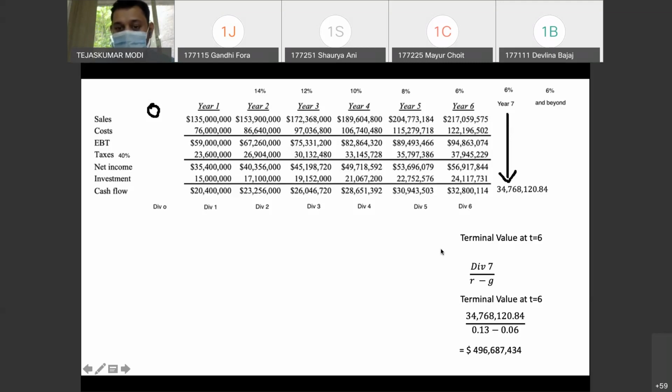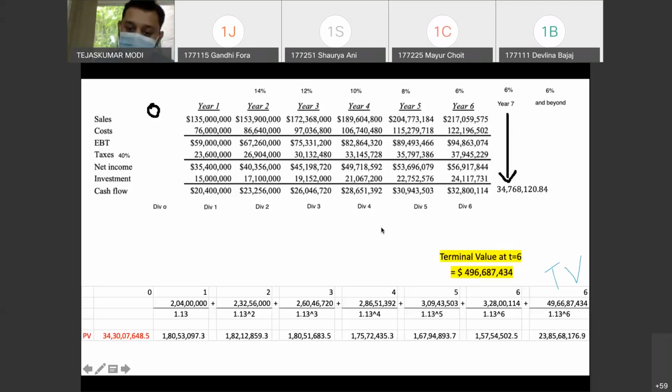And the second is that I will calculate the present value of all these free cash flows. And the sum of both is the value of equity today or value of the firm today, because both are going to be the same. There is no debt, that's why. So as you could see, I have discounted all these cash flows, 20 million by 1.13, 23.256 million by 1.13 power of 2, and so on till year 6, this value, right?